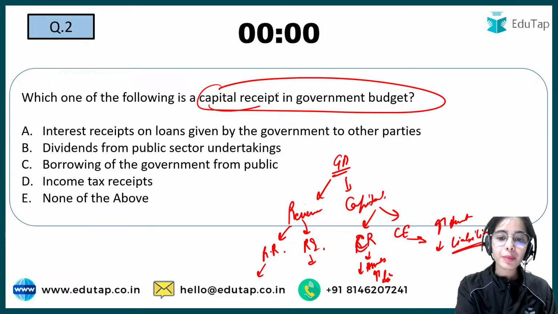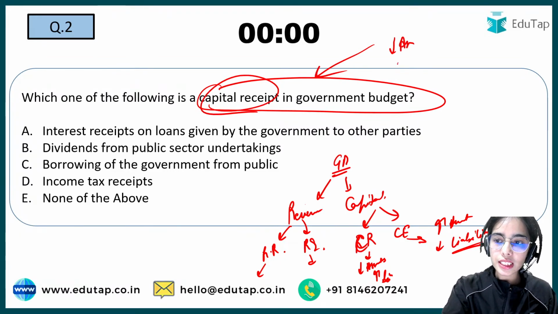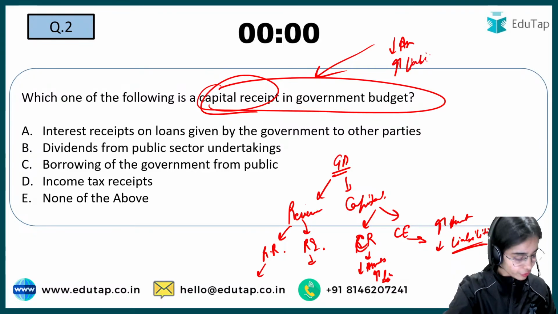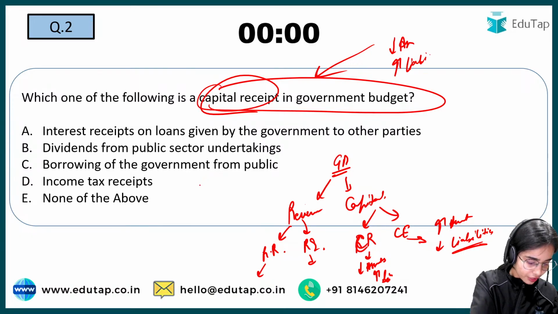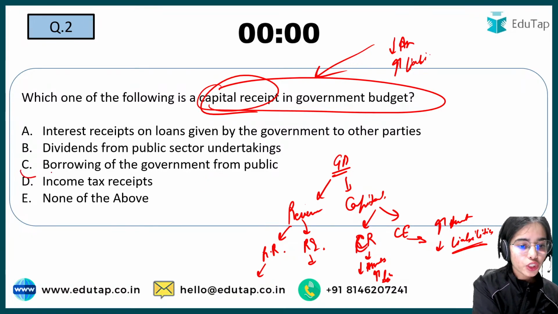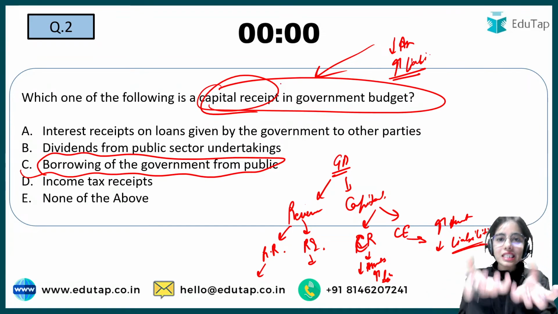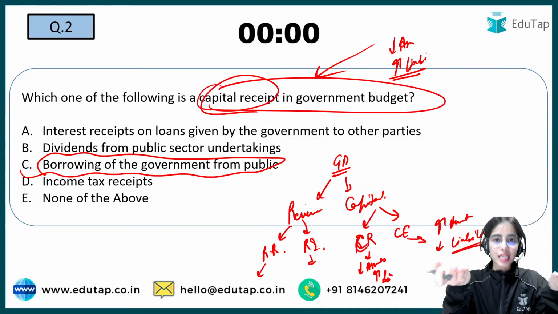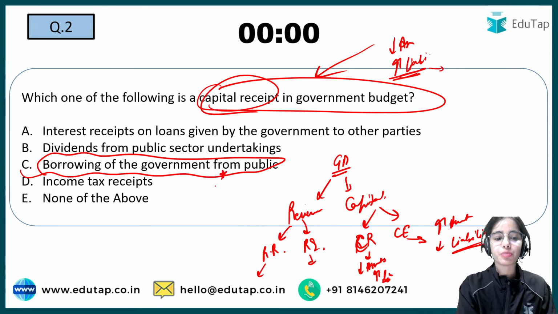So capital receipt means the government is receiving the money by reducing the assets or increasing the liability. So which answer is correct? Yes, C is the correct answer here. Very good, Sorish, Nilesh and Shruti. So borrowings of the government from the public. The government is receiving the money by increasing the liability. Liability is what the government has to return. So the borrowings from the public have to be returned.